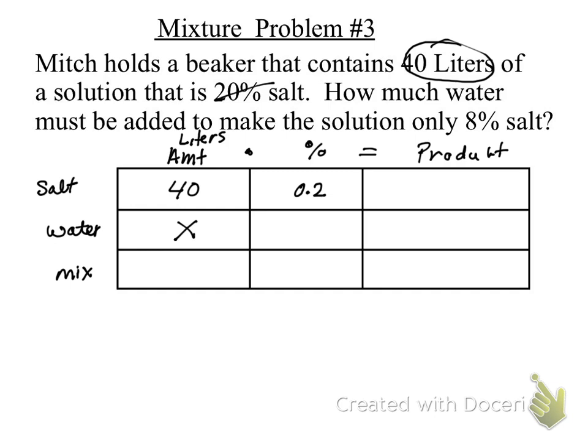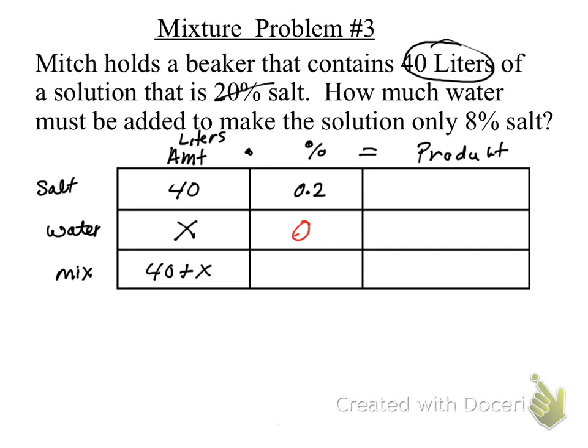40 plus X. This time it's 40 plus X. When I don't know up here, it's the total minus whatever. But here, it's quantity 1 plus quantity 2 equals quantity 3. Do you understand? Okay. And then what's the percentage of the water? How much salt is in it? 0. Okay, and then how much water must be added to make a solution that's only 8% salt?